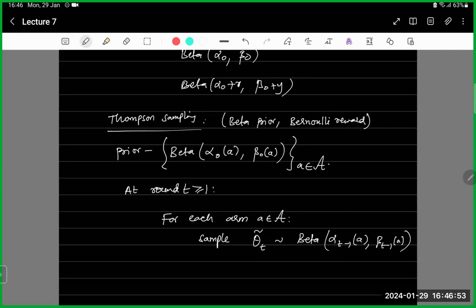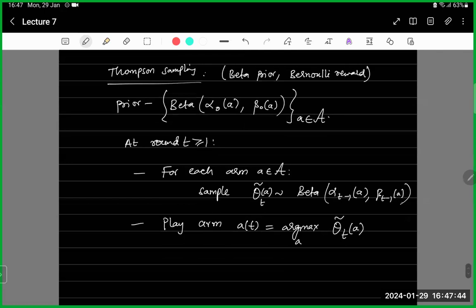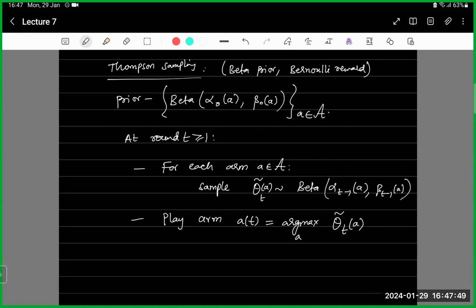This is the distribution that we have for the true mean of arm A. Till t minus 1, we'd have some belief about each arm. So you just sample one realization from each of those beta distributions, and then play arm A_t equal to argmax over A of theta tilde of A. You sample one from each of those posterior distributions, you get some estimate of the true mean for each arm, and you just play the one with the highest value.